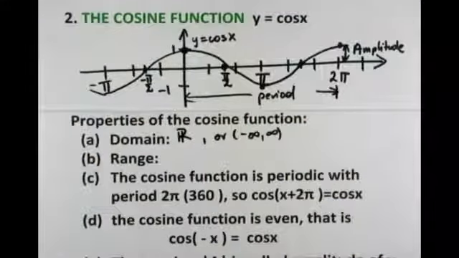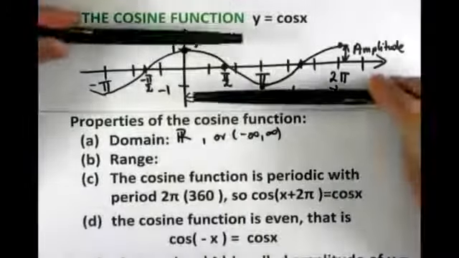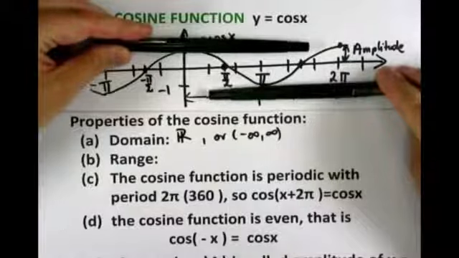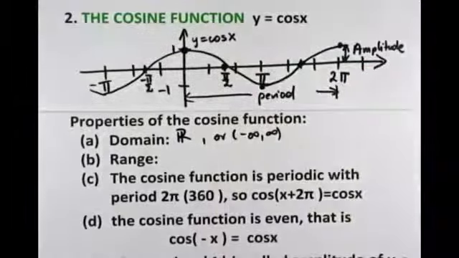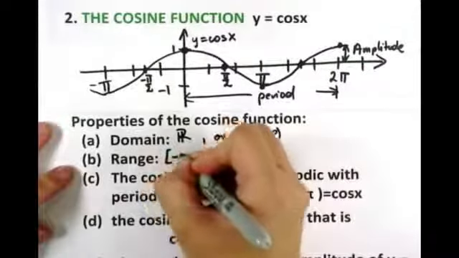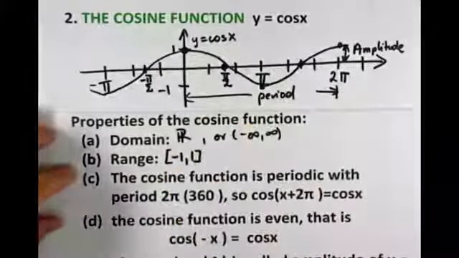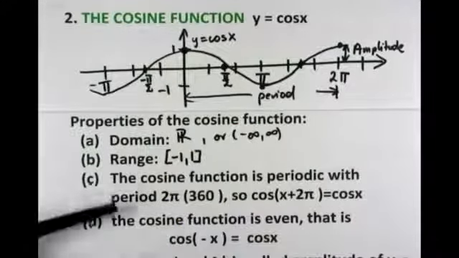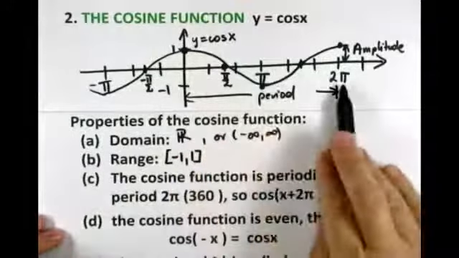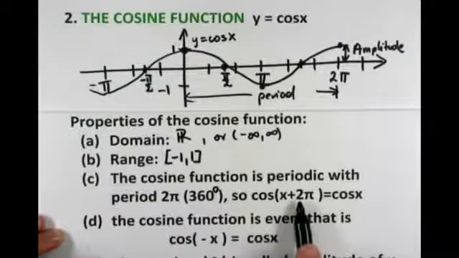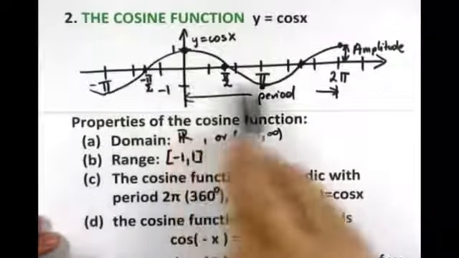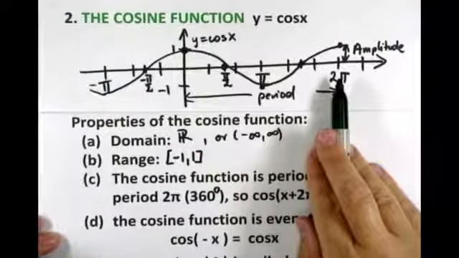Okay. And then range is the window on the y-axis, so my graph is between those two. When I read them, it's between minus 1 and 1. And then the cosine function is periodic with a period of 2 pi, so this is 360 degrees. That means that cos of x plus 2 pi is cos x. That's the period. Period is the length of one part that you can cut and keep repeating.